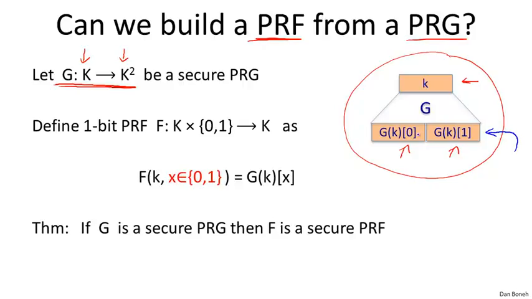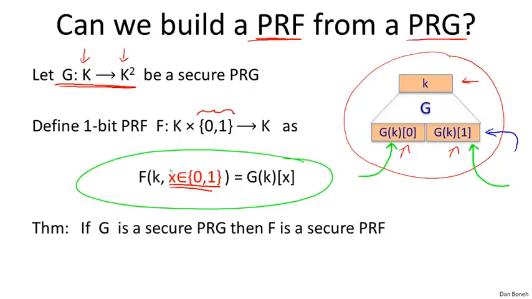Now it turns out it's very easy to define what's called a 1-bit PRF from this PRG. What's a 1-bit PRF? It's a PRF whose domain is only 1 bit, so it just takes 1 bit as input. The way we'll do it is we'll say if the input bit x is 0, output the left output, and if the input bit x is 1, output the right output of the PRG. In symbols, we have what we wrote here.